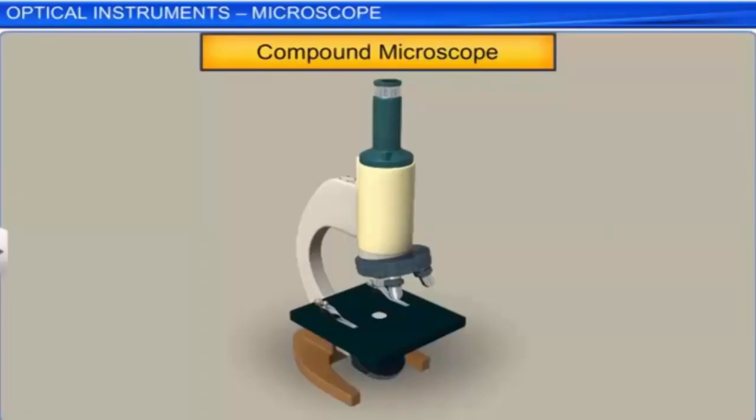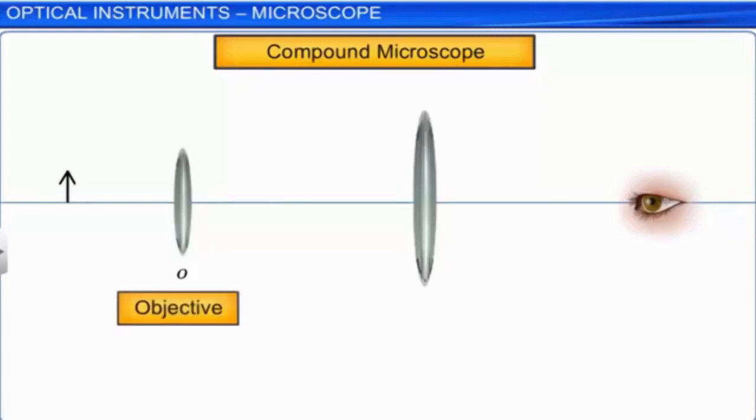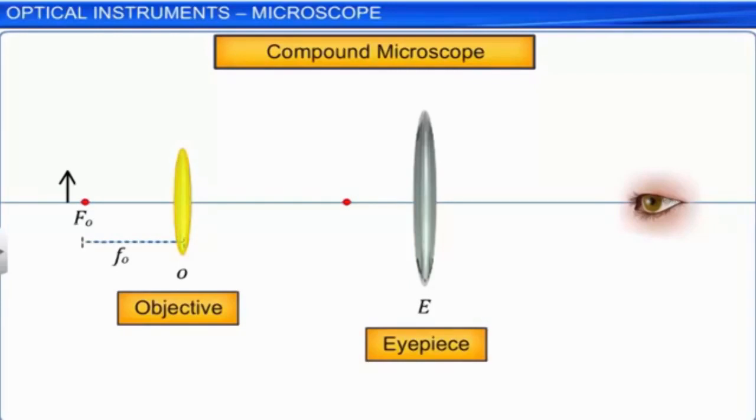When greater magnification is required to view microscopically smaller objects, a compound microscope is used. A compound microscope consists of two convex lenses arranged coaxially. The lens O that is close to the object to be viewed is called the objective, and the lens E that is close to the eye is called the eyepiece. The objective of a compound microscope is of a small focal length and has a small aperture, whereas the aperture of its eyepiece is large.